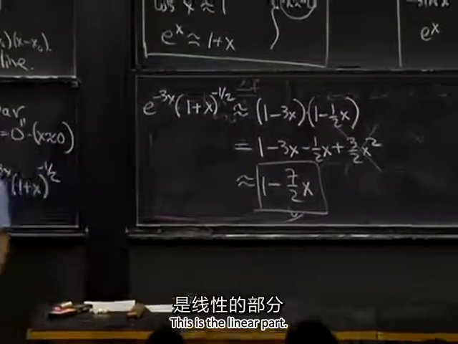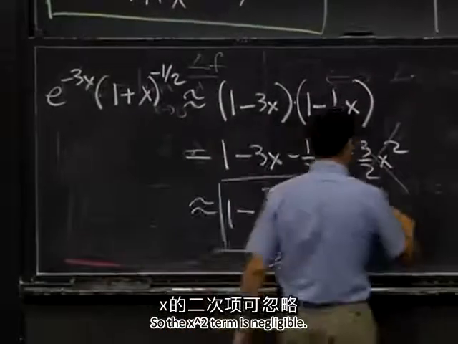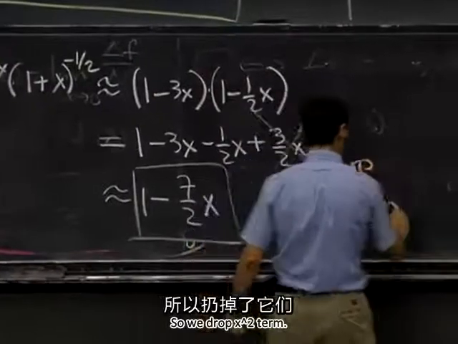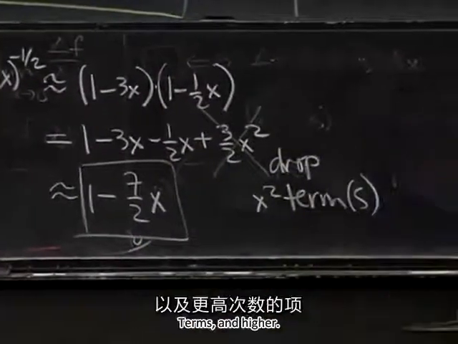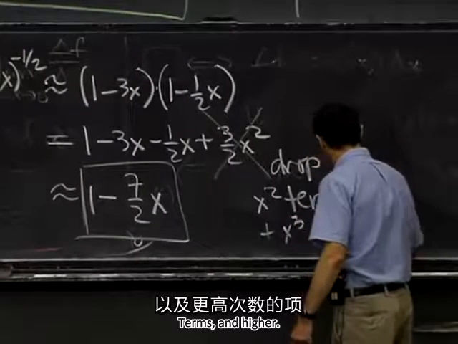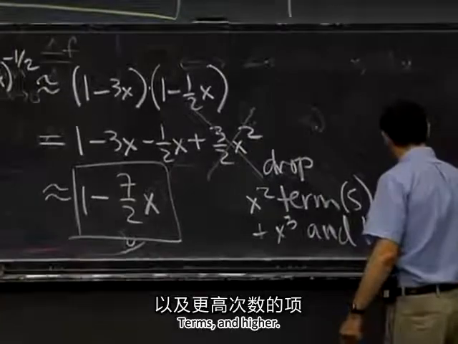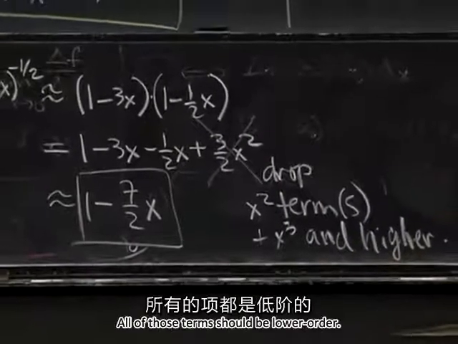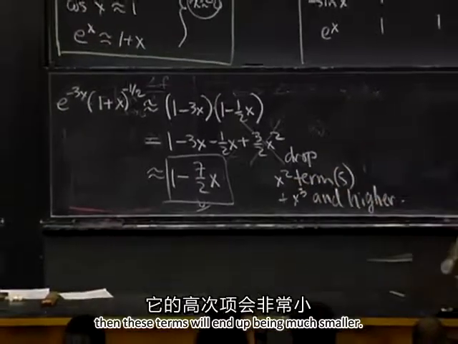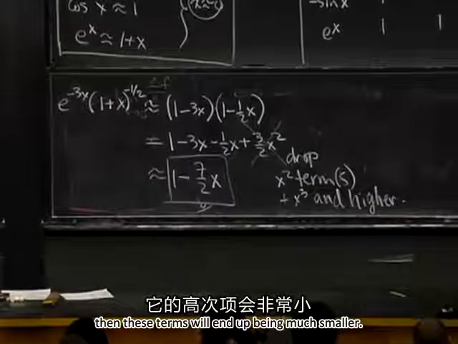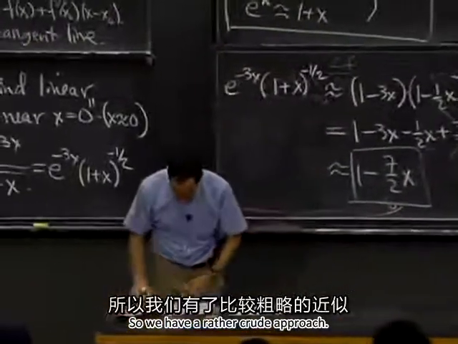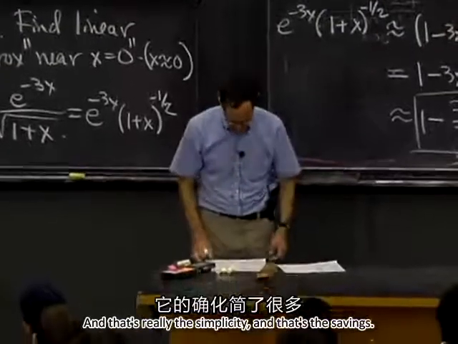This is the linear part. So the x squared term is negligible. So we drop x squared terms and higher. All right, all those terms should be lower order. If you imagine x is a tenth or maybe a hundredth, then these terms will end up being much smaller. All right, so we have a rather crude approach, and that's really the simplicity, and that's the savings.